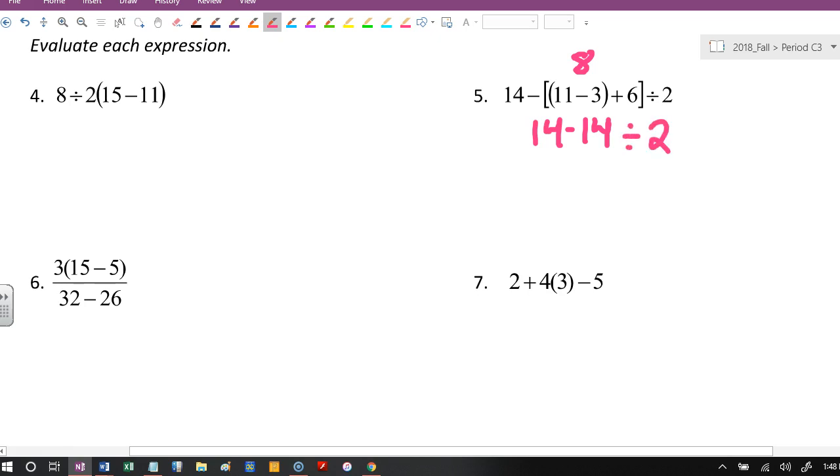Now this is a part that most students would make an error on, because of the order of operations. So you have to do what? Divide first. Very good. Everyone say divide first. Divide first! 14 minus 7. So the final answer is 7. All right, let's hear it for Apple.